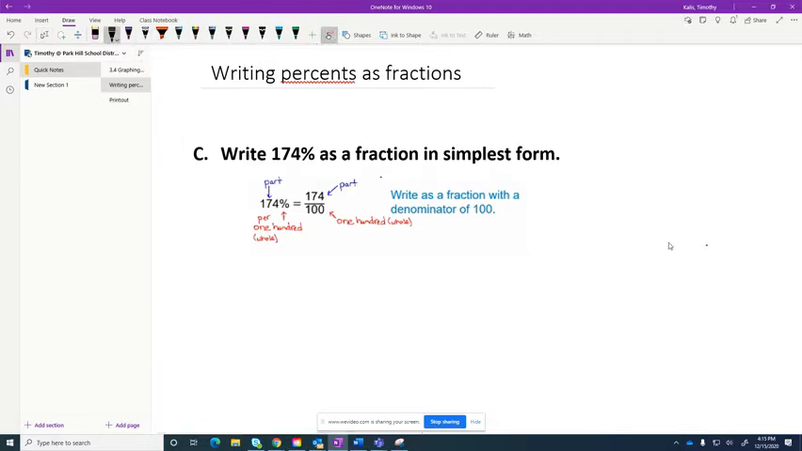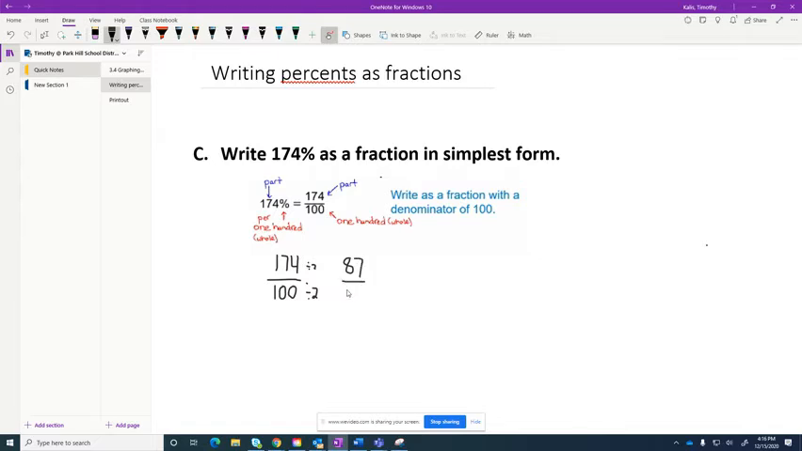Now, to write this in simplest form, our next step, we take 174 over 100, and we know that 174 and 100 are both even numbers, so they both have a common factor of 2. So we can divide them both by 2, and when we divide them both by 2, we get 87/50. So 87 over 50.